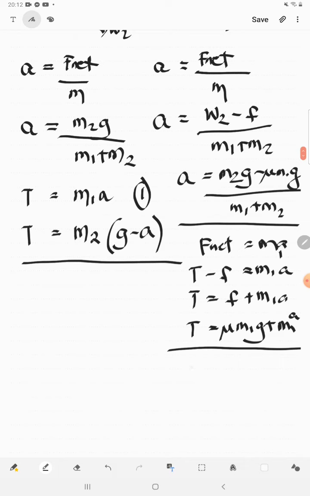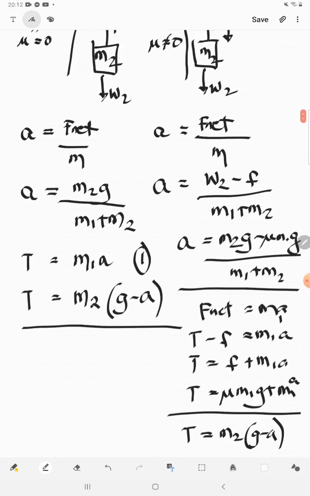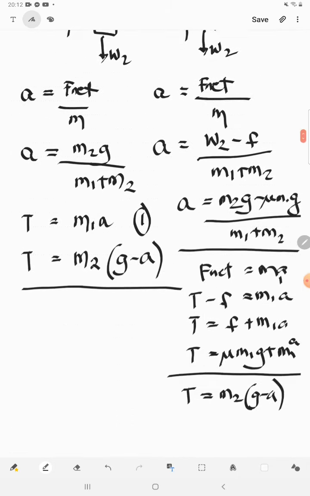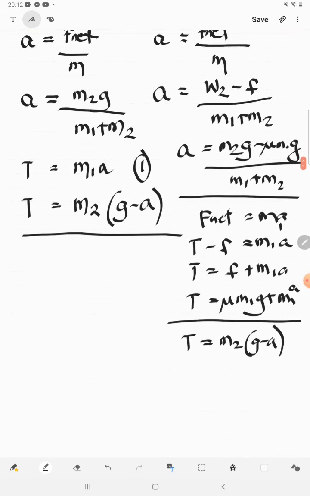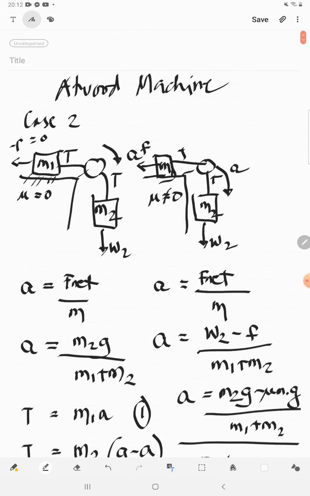In like manner, finding the tension across M2 is the same. T is simply equal to M2(G minus A). So these are the different equations that we will apply.